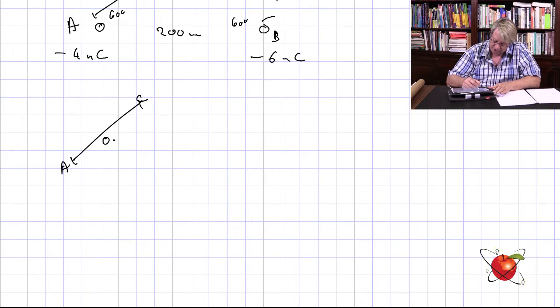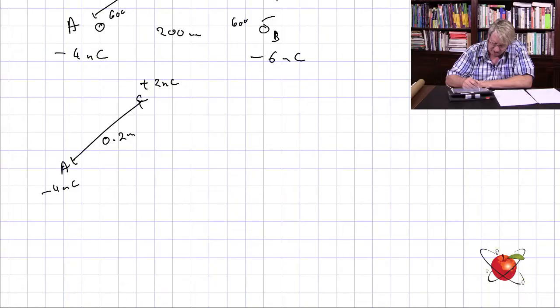Change to meters straight away. And we have a charge there of minus 4 nanocoulombs and a charge there of plus 2 nanocoulombs. The first thing you say is, right, what is going to happen between these two? Because we're looking at C, we keep all the others still. So we move C. What can C do? C is going to be attracted down that line. So there's a force of attraction, correct?